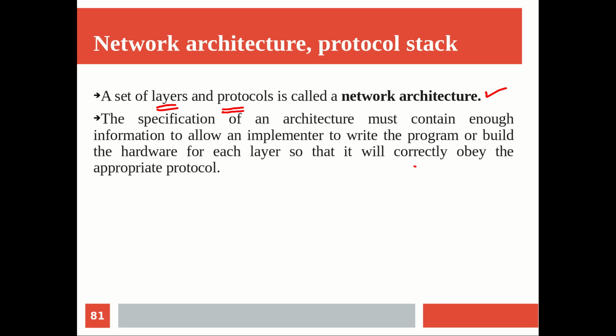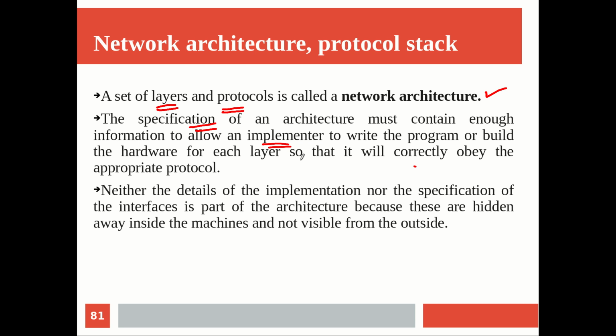The specification of the architecture is just like whenever you are defining software, you have a model of it, right? By looking at the model, it should be easy for the implementer to implement, because everything is clearly mentioned in our specification of the network architecture. The implementer just writes the program by following the appropriate protocol. So neither the details of the implementation nor the specification of the interfaces is part of the architecture.